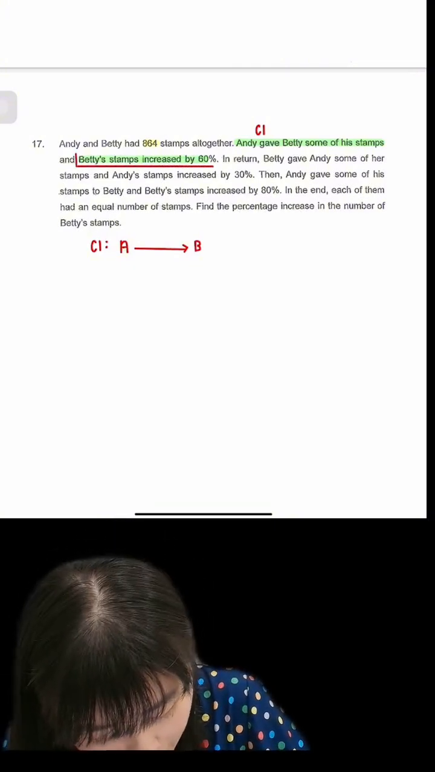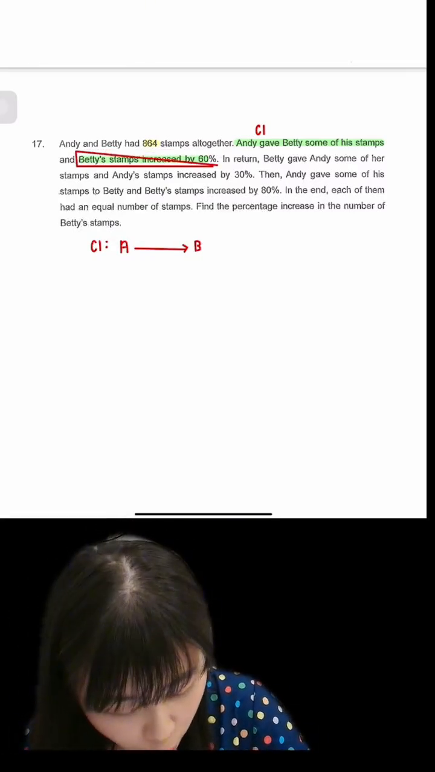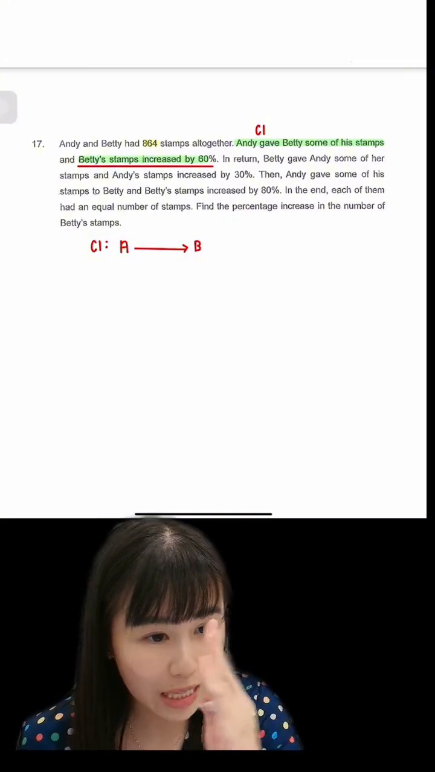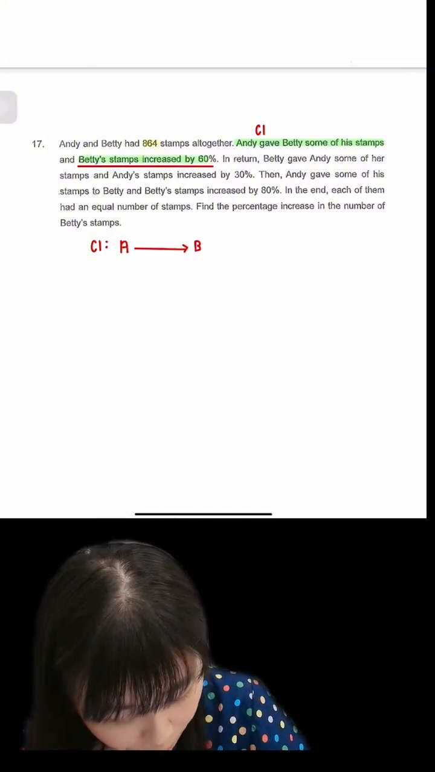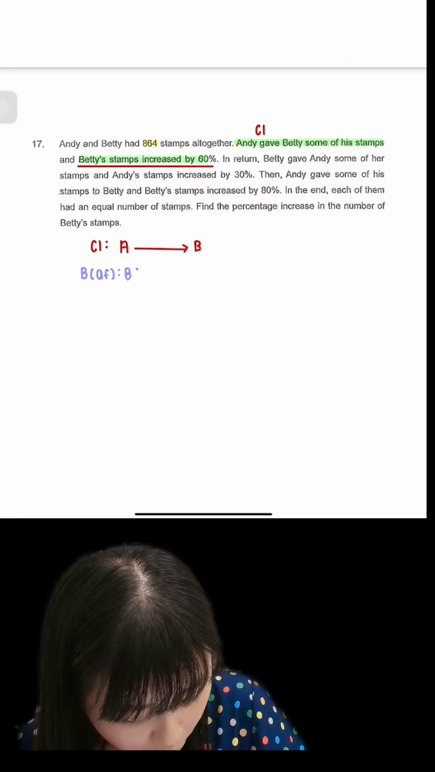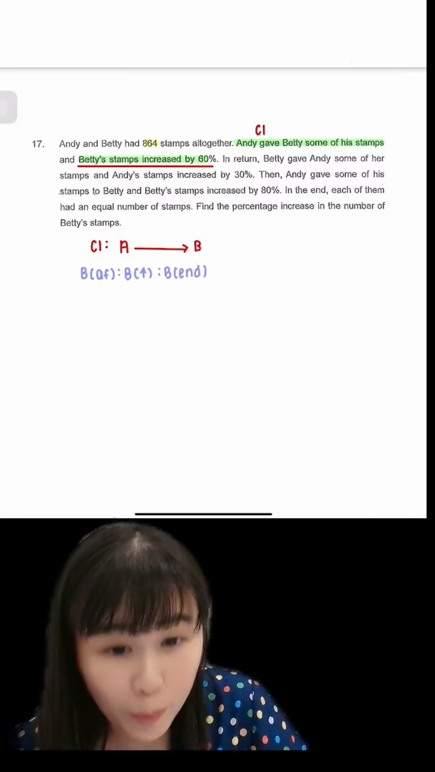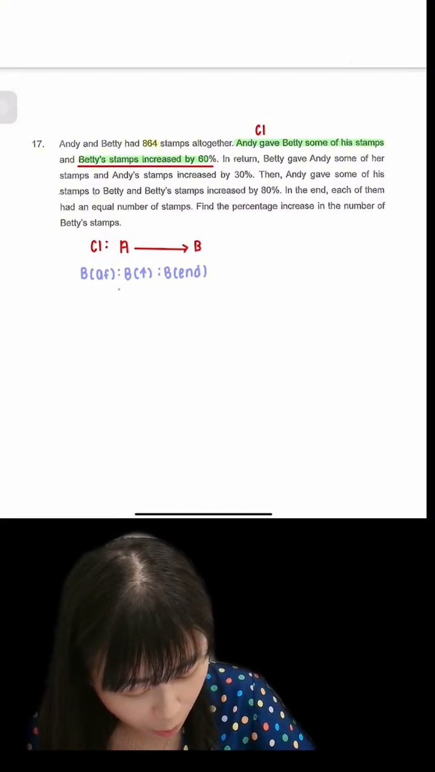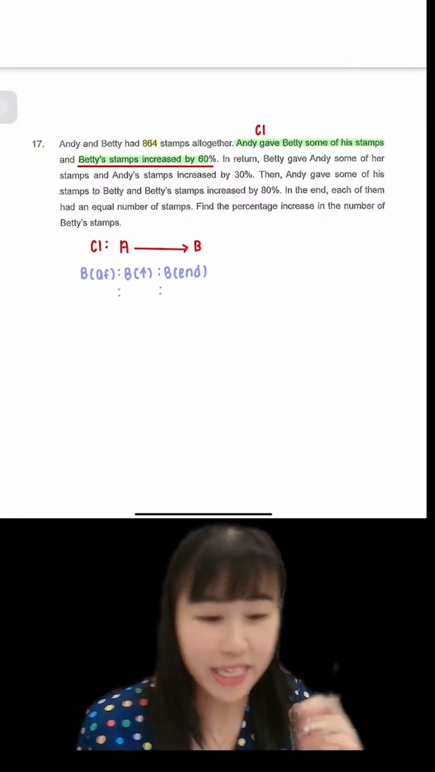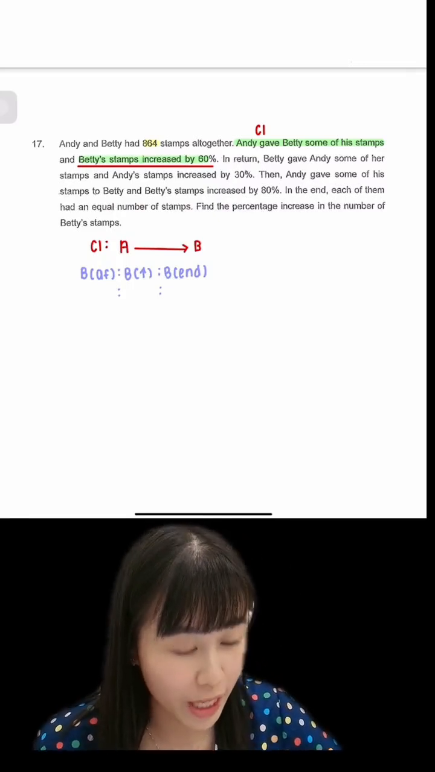Okay, we need to understand this statement. Now, how do you understand Betty's stamps increased by 60%? You need to understand these 3 situations: Betty at first, Betty increase, and Betty in the end. Okay, how are the percentages like? Anybody can tell me. Betty at first will be how many percent? Increase is how many percent? In the end is how many percent? Answer not 62.3. Maybe you want to try again.